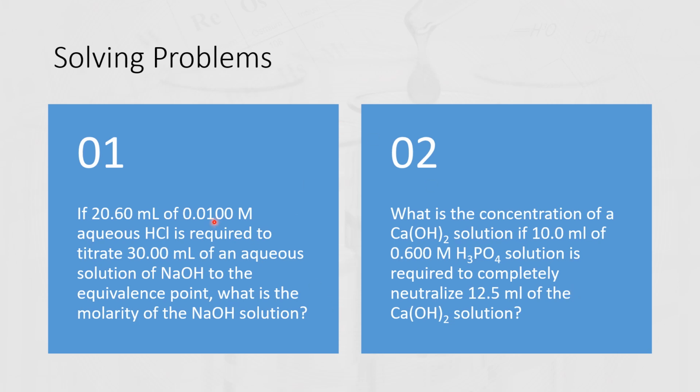Here we have two problems. The first one is fairly simple, and the second one is just a little bit more challenging. The difference between these two is in this first problem, we have a 1-to-1 mole ratio between HCl and NaOH. And in the second one, we're going to see when we write the balanced equation that we don't have a 1-to-1 ratio between calcium hydroxide and phosphoric acid. So this is the only difference between these two problems, but we're going to go through them. I'm not going to read them right now or anything. We're going to go through them one at a time.